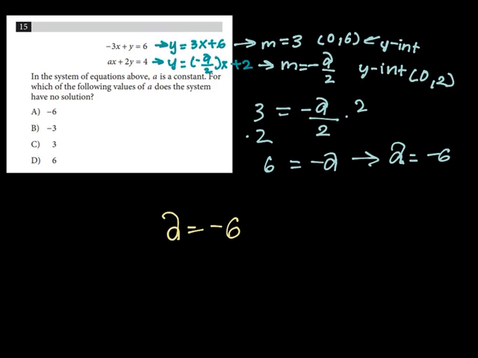So from that, we know that when a equals negative 6, the lines are parallel and have different y-intercepts. So which of the following values of a does the system have no solution? That would be answer option A, negative 6. Basically, all we did was set the slopes equal to each other, because parallel lines have no solution. So yeah, it's negative 6.